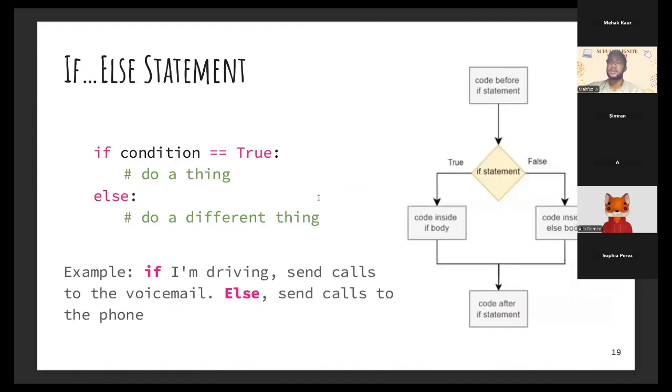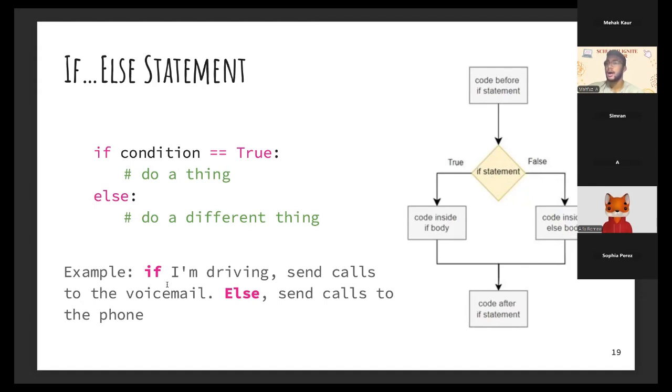If else statement. Okay, so let's talk about the if else statement. It works very similarly to the if statement. If a condition is true, it'll do the thing inside the if statement, and if that statement does not run, then it will run the else statement. If the if statement's true, it'll run the code inside the body and then the code after the statement. If it's false, it'll run the else body and then the code after the else statement.